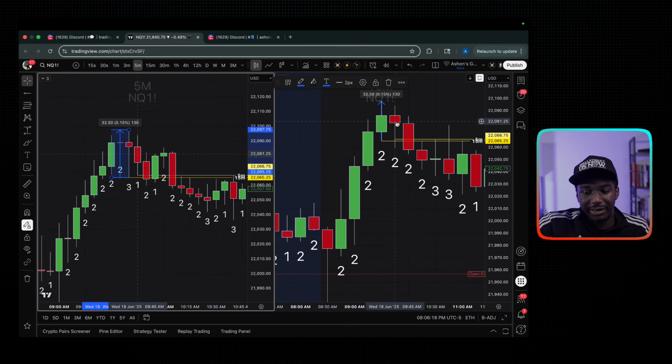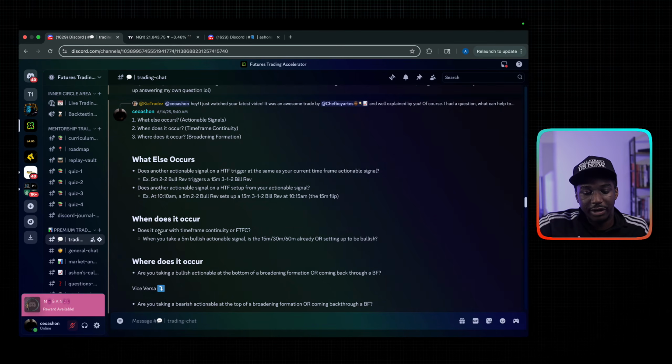Which started bringing the 15-minute candle down. But then it was only the bearish actionable signal which triggered on the 15-minute time frame, and then obviously the follow through, which started causing price to go to the downside. So that is focusing on time frame continuity. Does it occur with time frame continuity or in full time frame continuity?